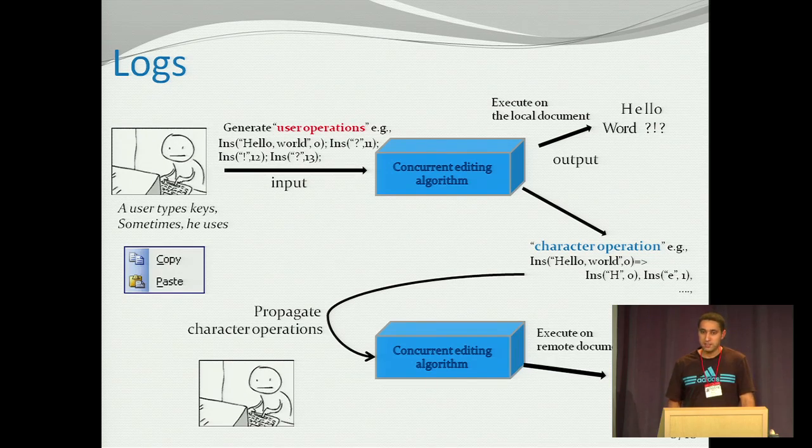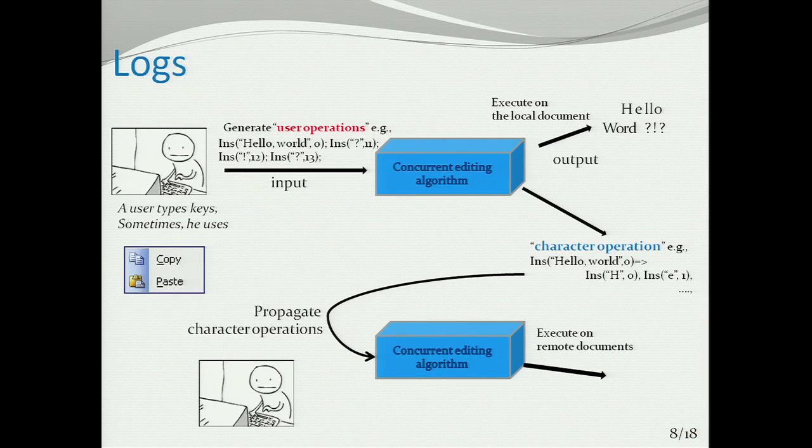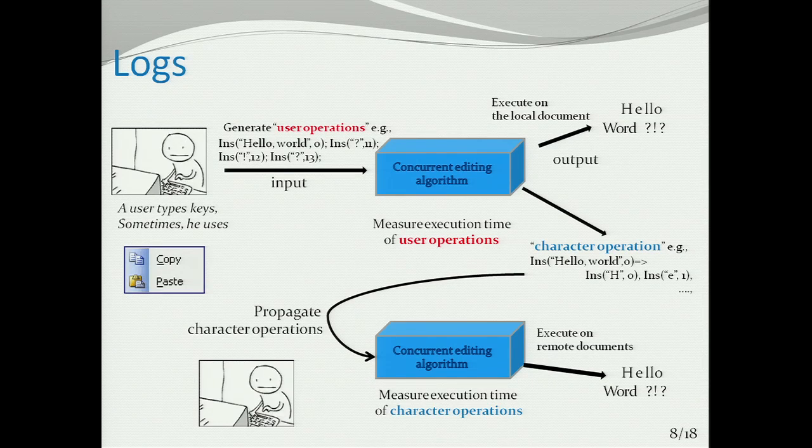After that, these character operations are propagated to other replicas. When remote replicas receive character operations, specific algorithms are executed on the local copy, character per character. In our experiment, we evaluate the execution time of user operations and the execution time of character operations.